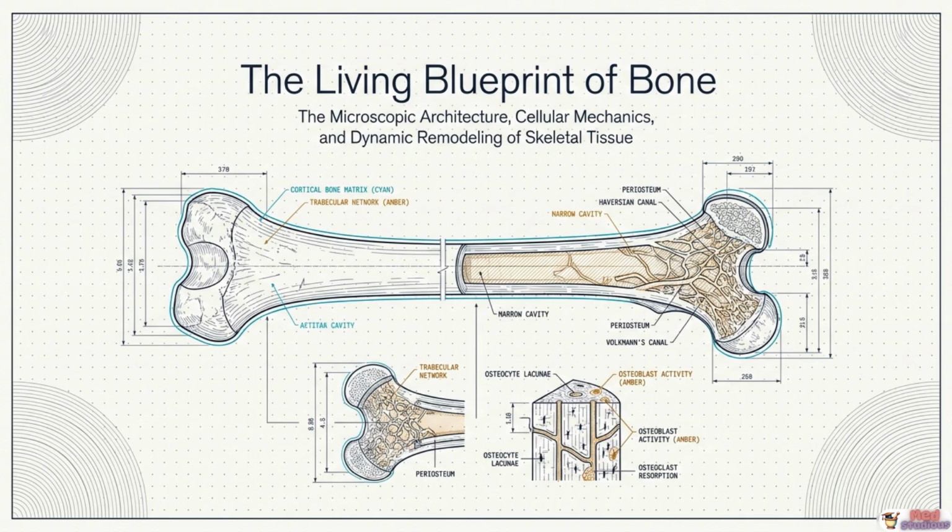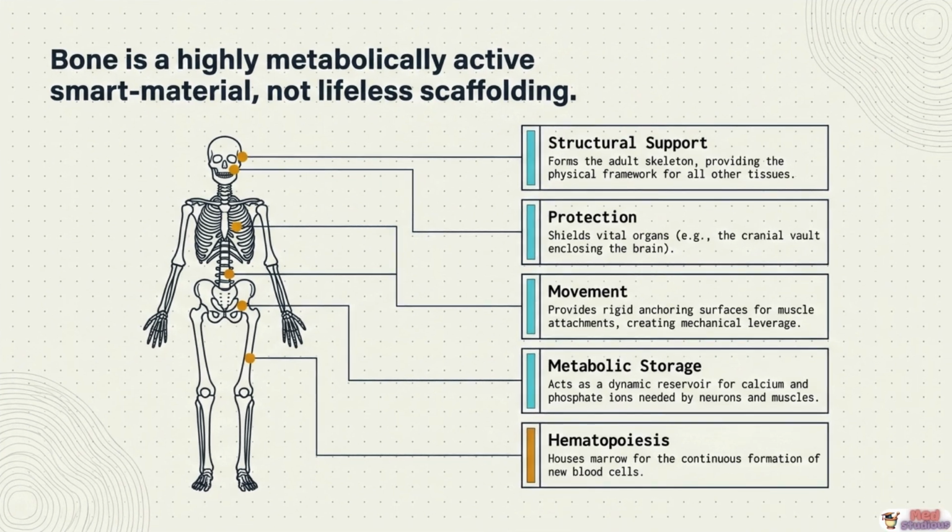Let's begin. Before we examine the microscopic details, we need to reset a fundamental misconception that many students carry into their first histology course: the idea that bone is simply scaffolding, a passive structural frame that holds you upright. This could not be further from the truth. Bone is a highly metabolically active smart material, and it performs 5 distinct, life-critical functions simultaneously.